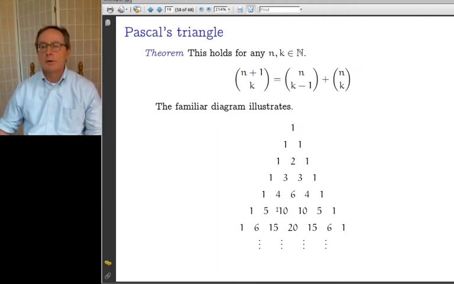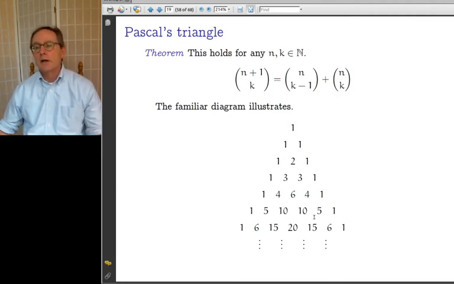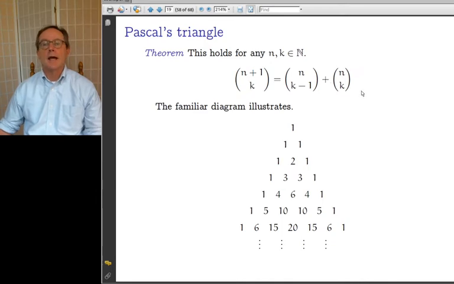pick an example here, let's look at this 10 here. You get the 10 by taking the 4 and the 6 and adding them. To take another one, this 15. To get this 15, you take the two numbers above, the 10 and the 5, and add them. To pick another one, this 6 right here. You take the two numbers above, the 1 and the 5, and add them. So this says to get the one thing in the next row, you take two things from the row before and add them. So n plus 1 choose k is n choose k minus 1 plus n choose k.